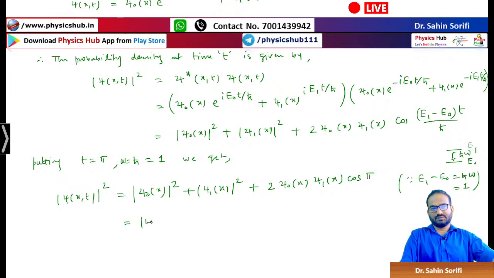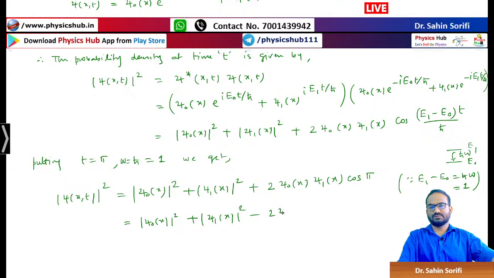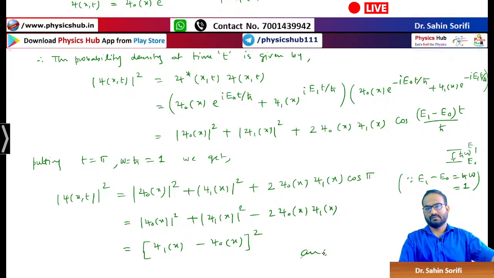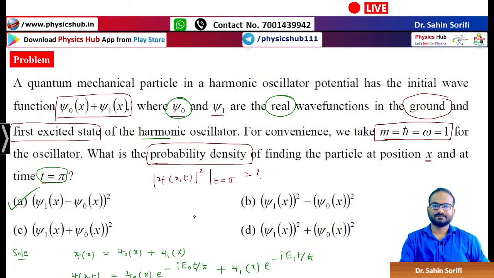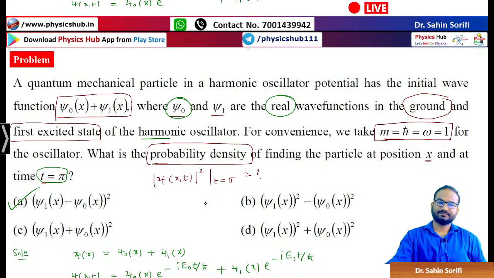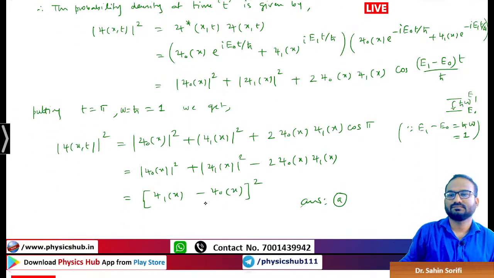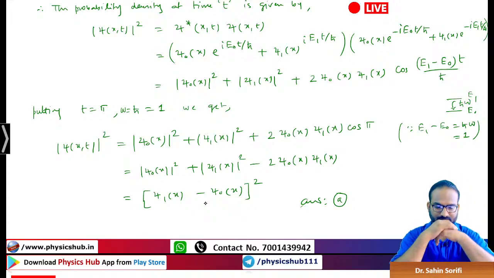So this is mod psi 0 x square plus mod psi 1 x square minus 2 times psi 0 x psi 1 x, since cos pi is minus 1. So this can be written as psi 1 x minus psi 0 x whole square, matching with option A. Clear?